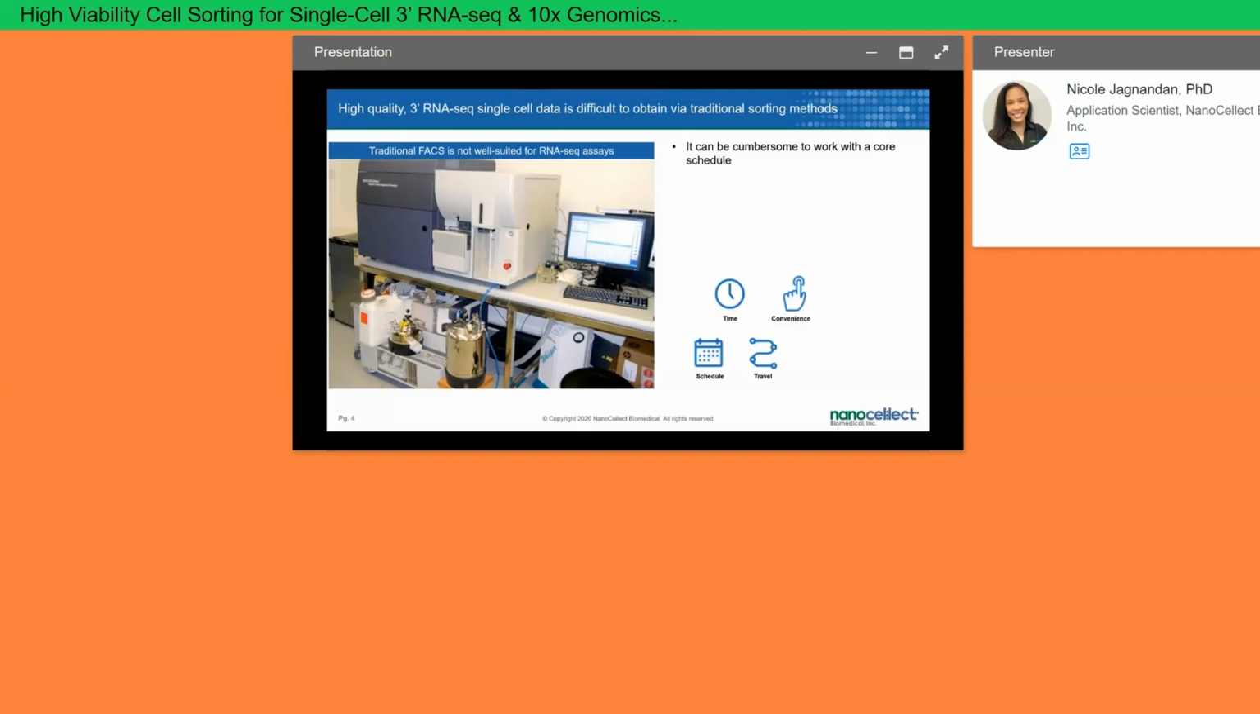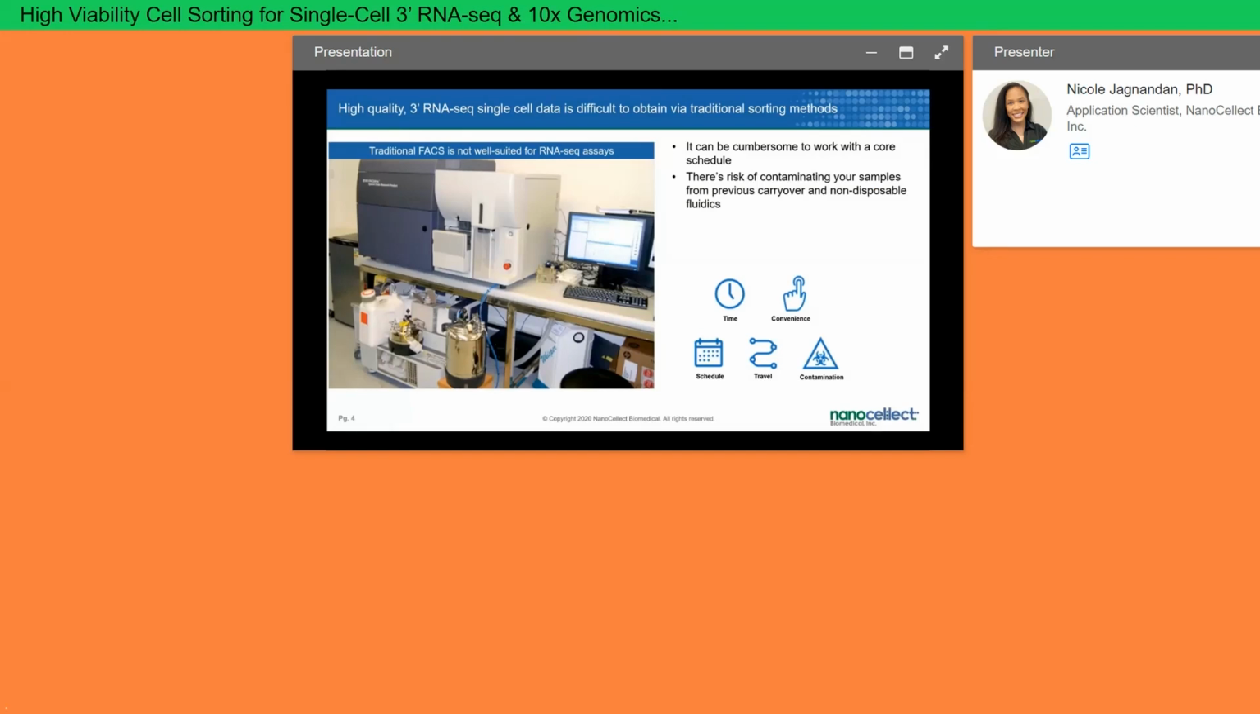Some of those issues, number one, are just around time and being able to schedule using some of these complex instruments as part of a core facility at a university or some other institute. It can be really cumbersome to have to travel to that core facility, depending on how large the campus is, and schedule that time so that it works with your particular sample type, which may be coming from in vivo samples, and really just not having the convenience of being able to work around your schedule and having to work with someone else's.